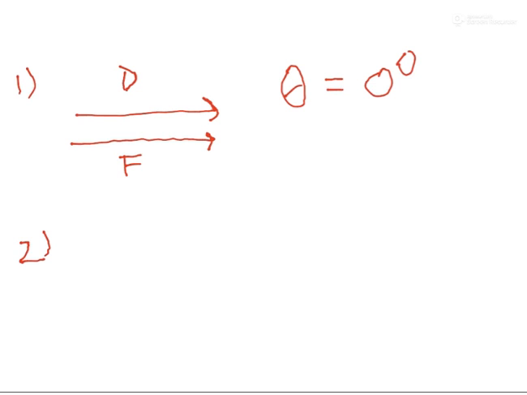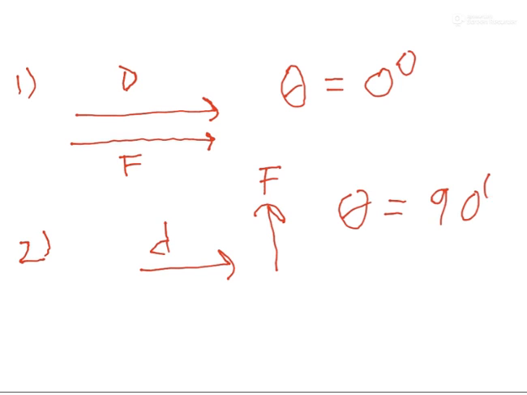Now, another example to look at is, say your displacement vector is going in this direction, and your force vector is going up like this. So the difference between your force and displacement vectors is clearly going to be 90 degrees. So theta is going to be 90 degrees in this case. I just thought I'd take a minute to explain this because it's a very important part of getting the equation right.